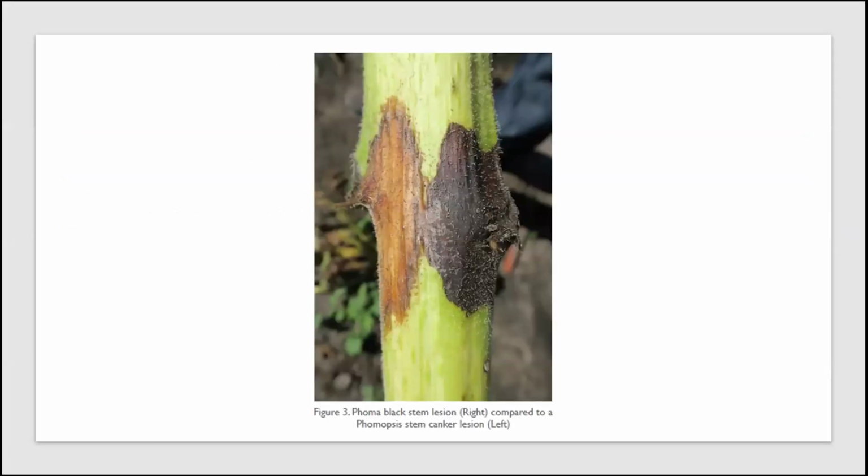And here's that comparison picture. So you can see phoma, which is on the right, and phomopsis is on the left. You can see that difference in color, and you can see that the lesions for phomopsis are longer and spreading, whereas phoma is more of a circular lesion, just in that general area, and doesn't look to be moving.